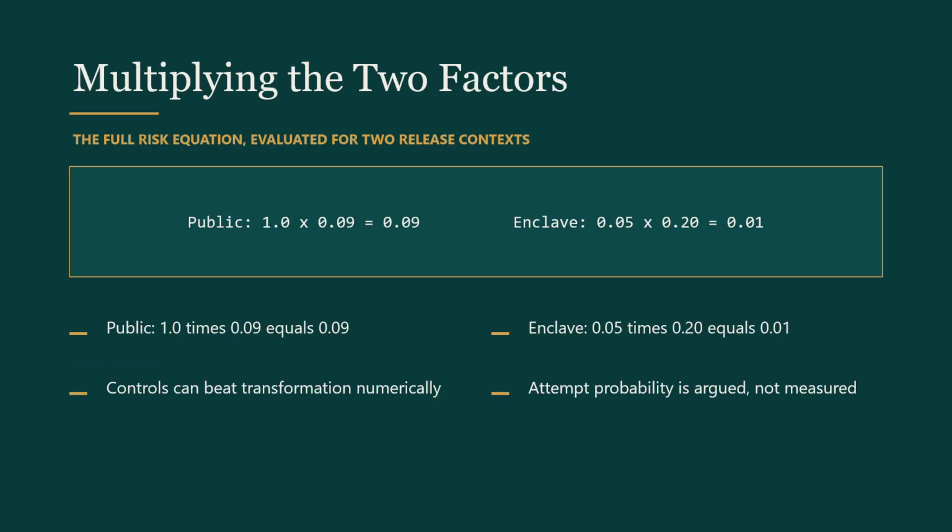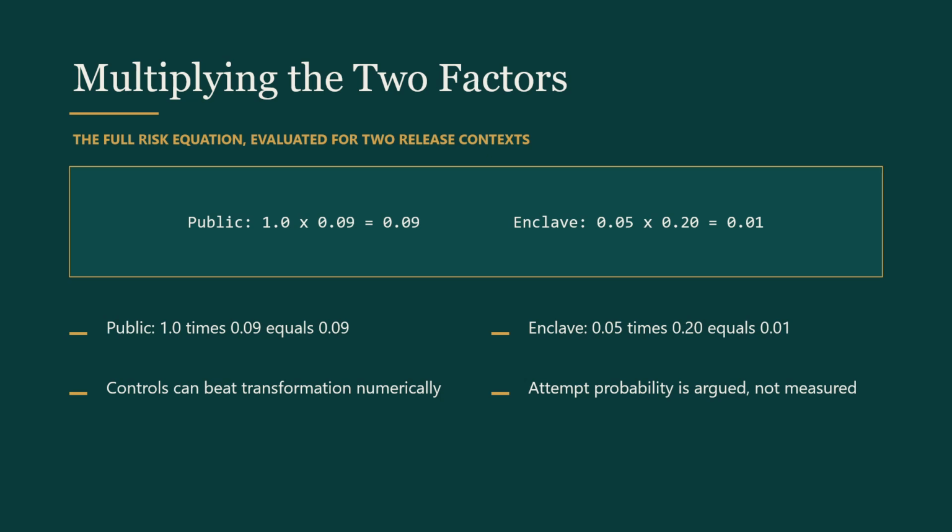We opened with the equation. Let us close by multiplying it out twice on the same underlying data. Release 1, public, a file anyone can download, so the attempt probability is 1.0 by convention.